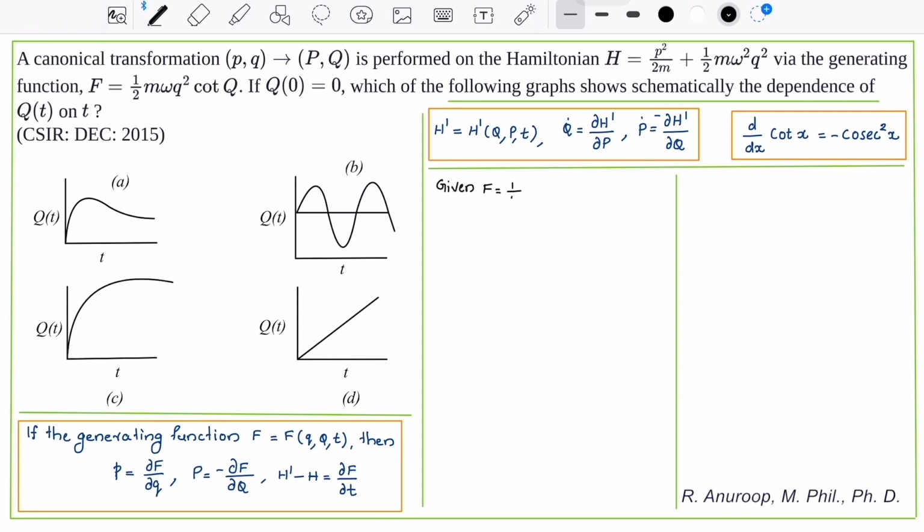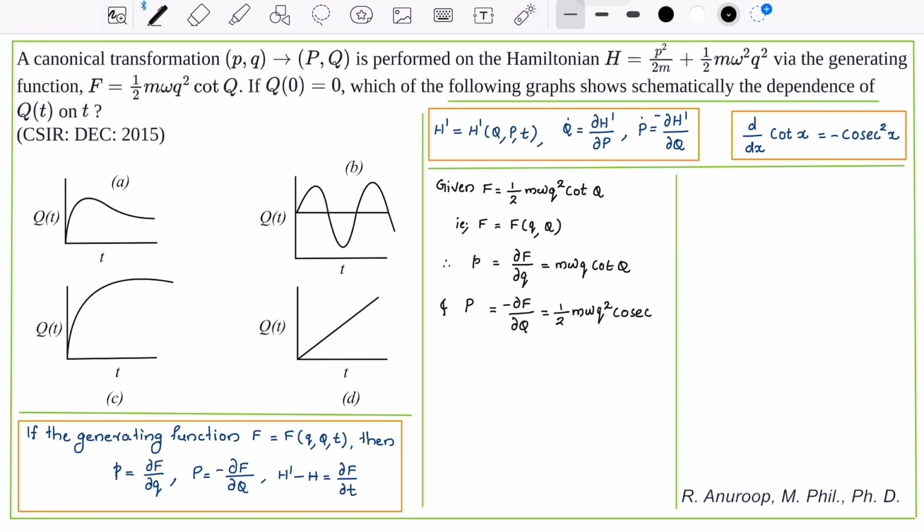It is given that the generating function F = ½mωq² cot Q. That is, the given generating function is a function of small q and capital Q. If the generating function is a function of q, Q and t, then p = ∂F/∂q, P = -∂F/∂Q, and H' - H = ∂F/∂t. That is, p = ∂F/∂q = mωq cot Q, and P = -∂F/∂Q = ½mωq² cosec² Q. This is because d/dx of cot x is -cosec² x.